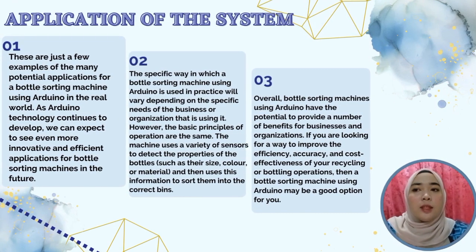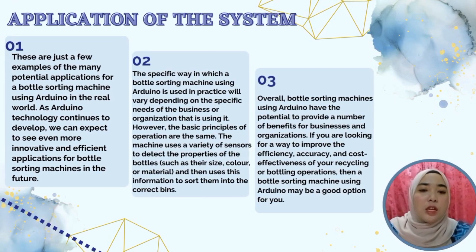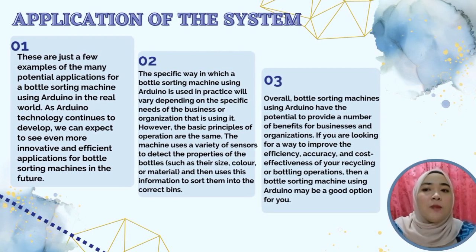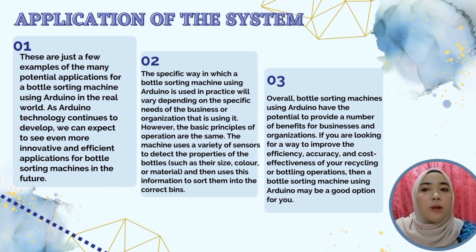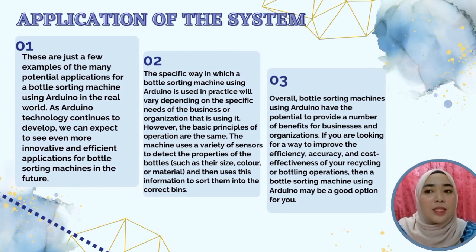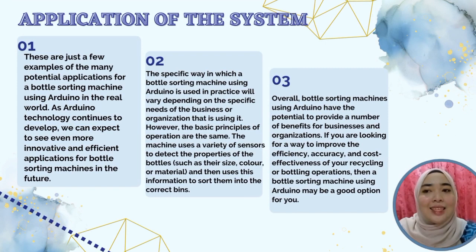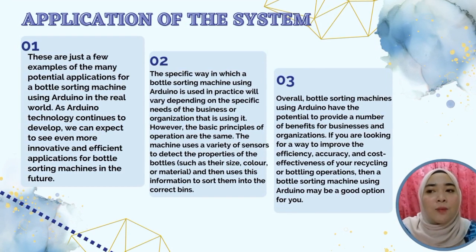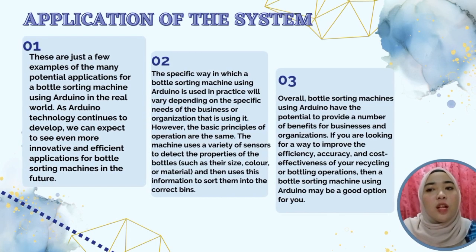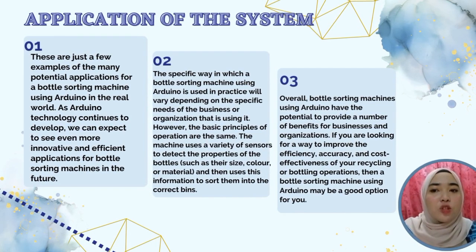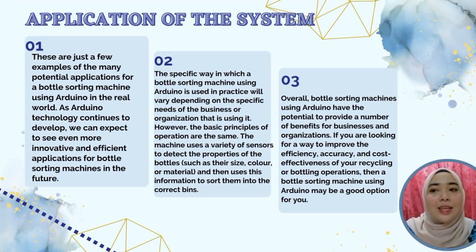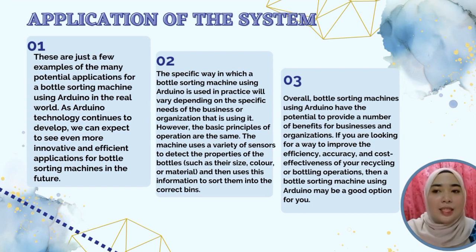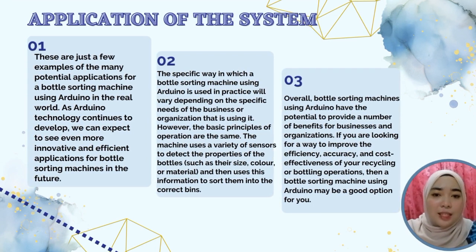A bottle sorting machine using Arduino can be used in practice in a few different ways. Here are some examples. In a recycling plant, the machine can be used to sort bottles by color, material, or size. It will help to ensure the recyclable materials are properly sorted and recycled. For example, a bottle sorting machine could be used to sort plastic bottles by color, like clear, green, brown, etc., so that they can be recycled more easily.